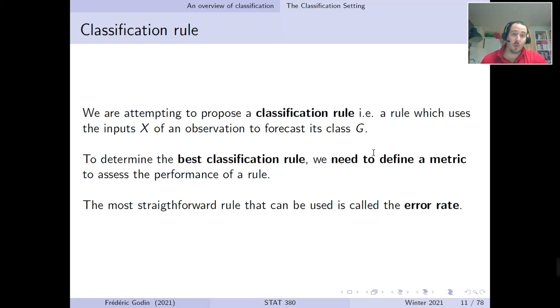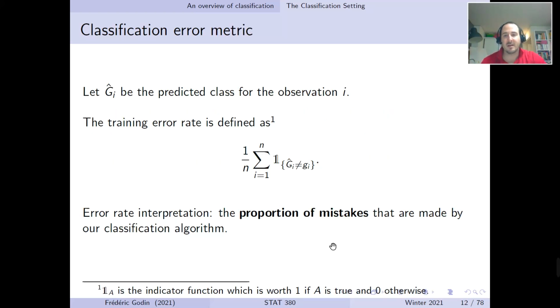So what we'd like to have is the best possible classification rule, but to determine what we mean by best, we need to have some kind of metric to assess the performance of that rule. So the most simple and straightforward metric, here I wrote rule, but it should be metric here. The most straightforward metric that can be used is the error rate. Okay, so what is the error rate? The error rate is the proportion of mistakes you make when you classify your observations based on that rule.